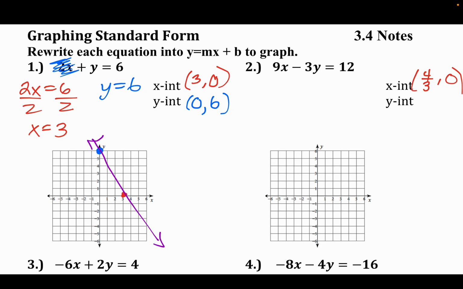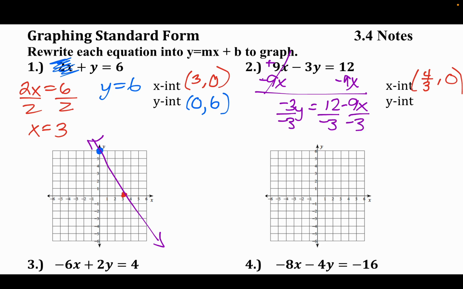Okay? Let's go through. I'm going to cancel off my 9x. 9 is positive. So I'm going to subtract 9x from both sides. We're going to cancel the doubles. Copy what you see. -3y equals 12 minus 9x. We're not subtracting 12 minus 9. Okay? We're going to divide, divide, divide. Divide everybody by that number that's stuck to the y.